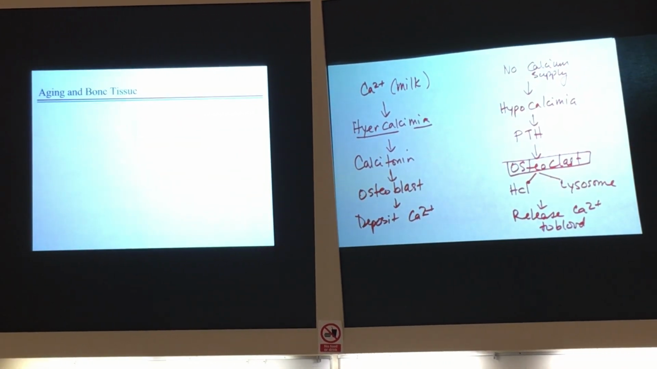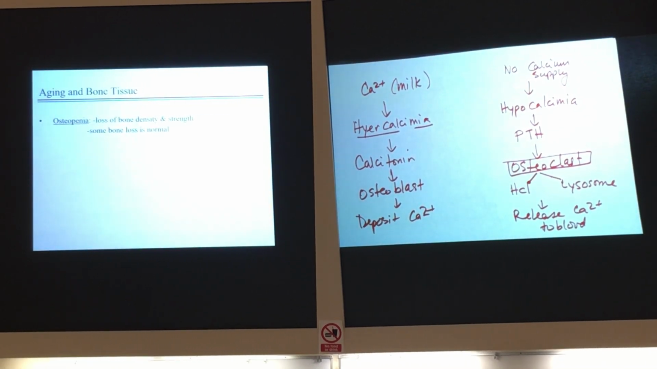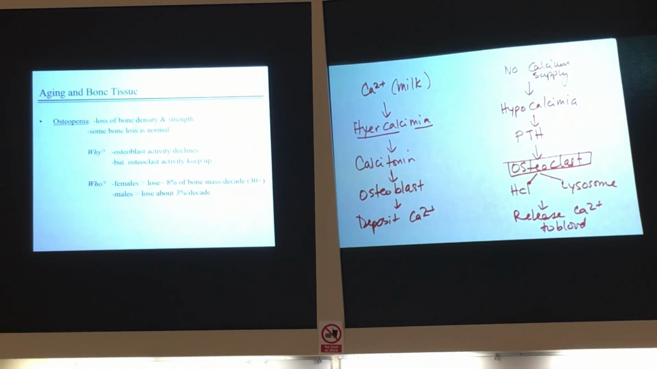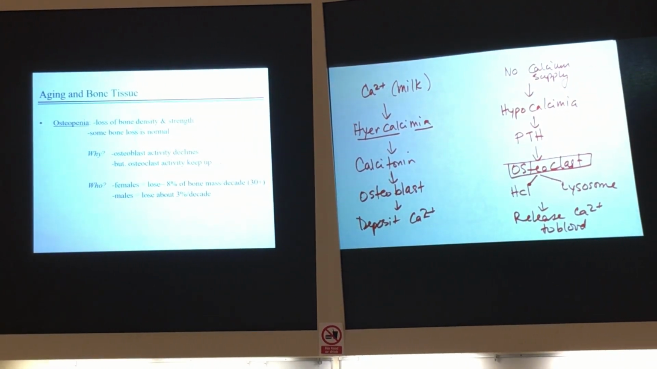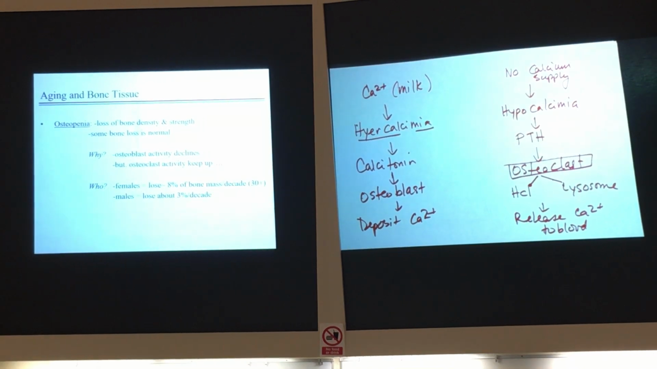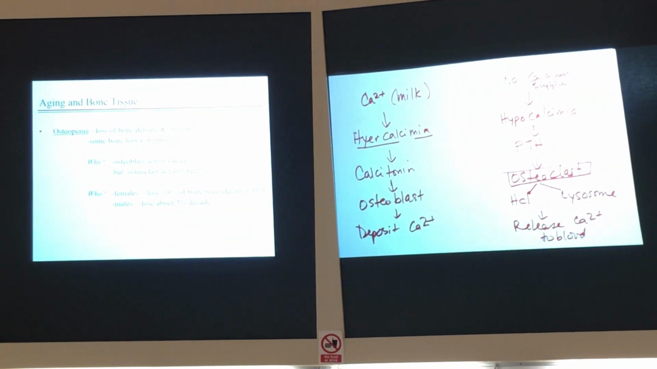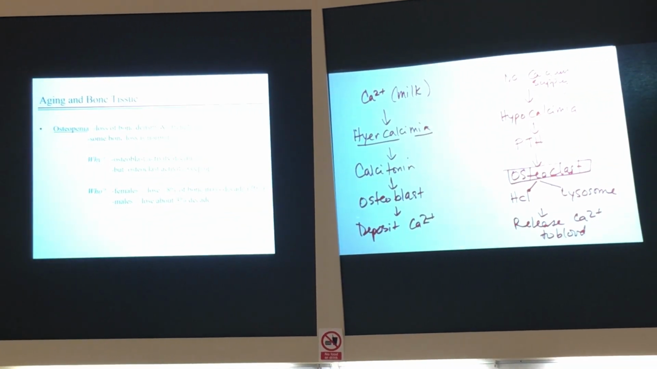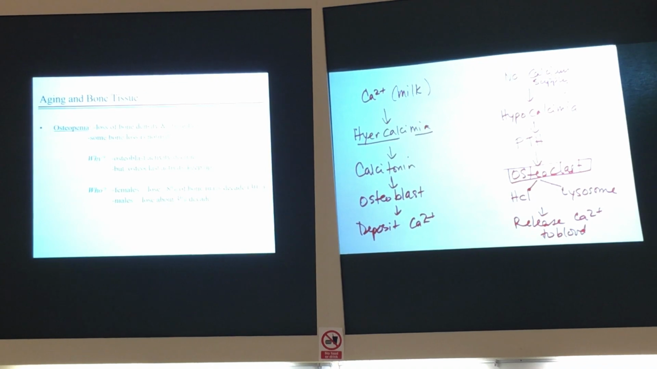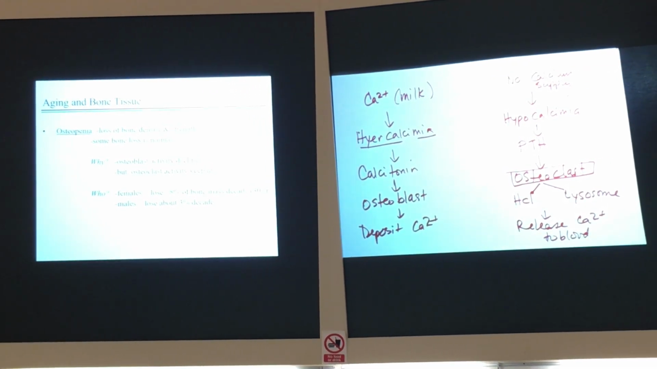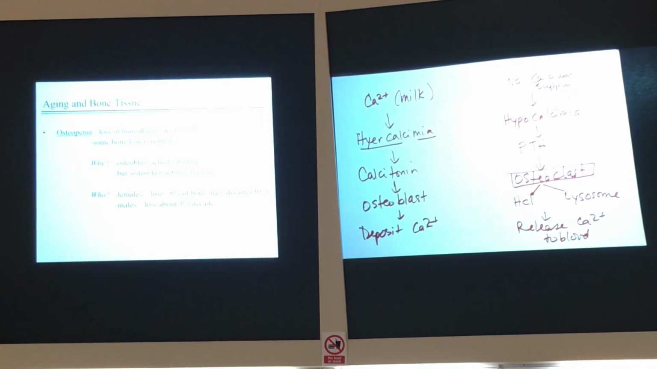Yes. All right, so aging: osteopenia, loss of bone density and strength. Some bone loss is normal. Osteoblast activity declines as we age, which means deposition decreases, but osteoclast activity will keep up. That's why we suffer with osteopenia.